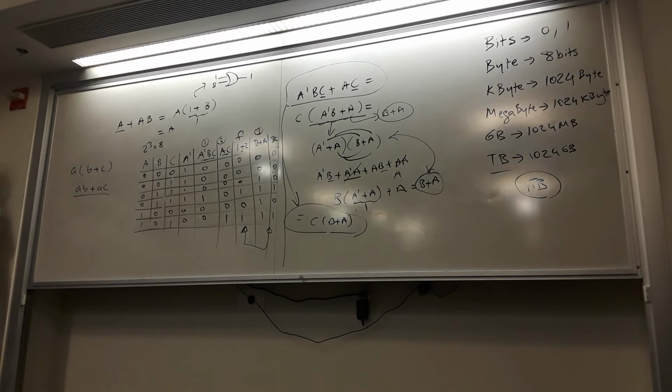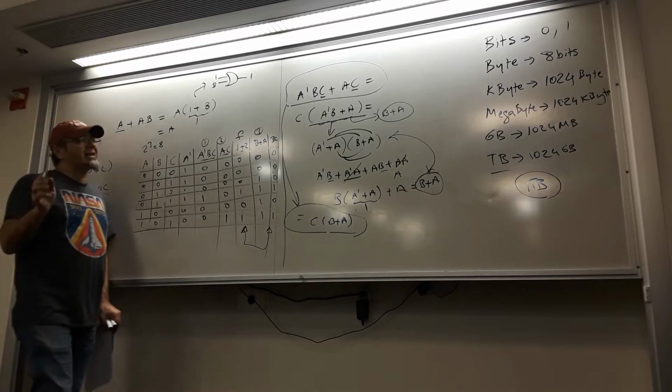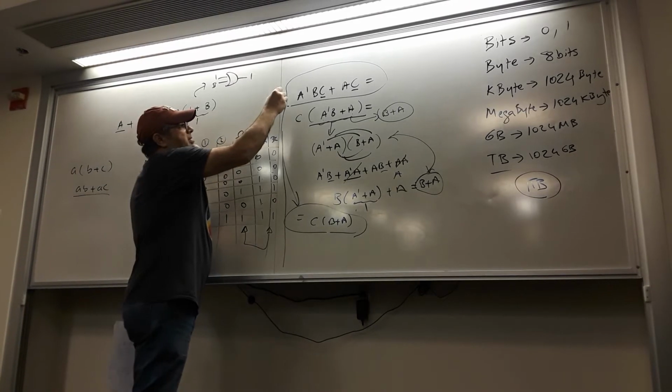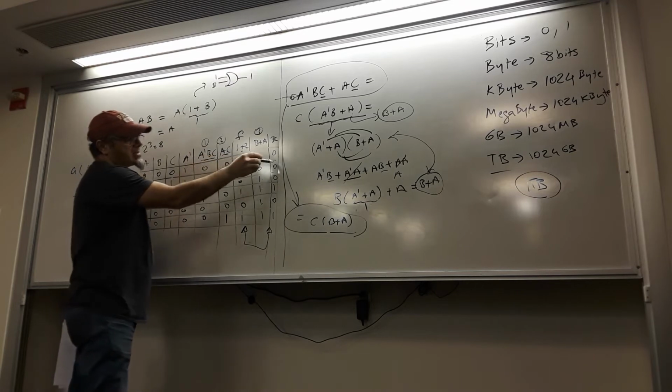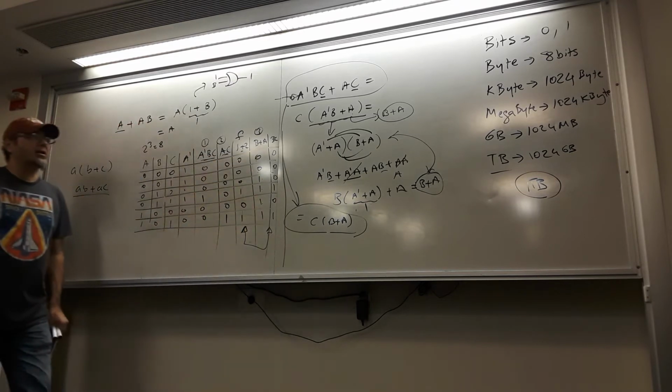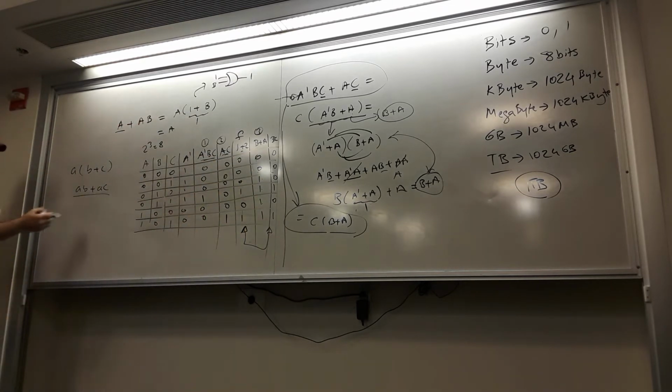I'll give you the answer. Don't kill yourself. All I need is the truth table of this thing, all right? Meaning this, zeros and ones, and then K-map. Remember that?